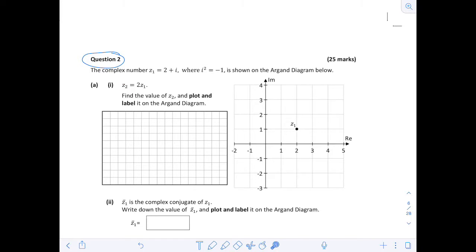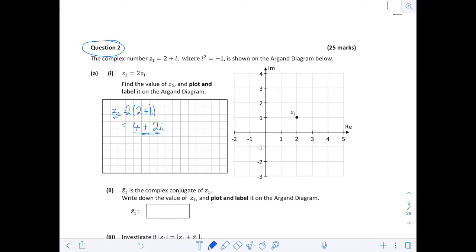z2 is equal to 2 times z1. So z2 is going to equal 2 plus i, and we're going to multiply that by 2. That should be an i there, sorry. Okay, so that's going to equal 4 plus 2i. So I now know that z2 is equal to 4 plus 2i.